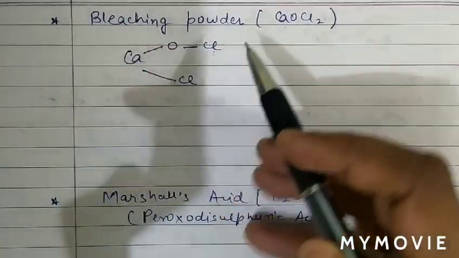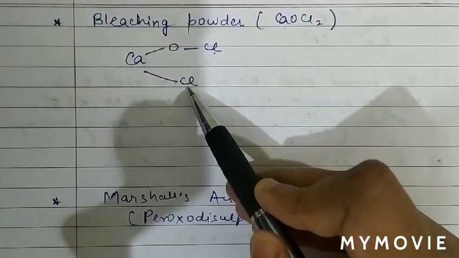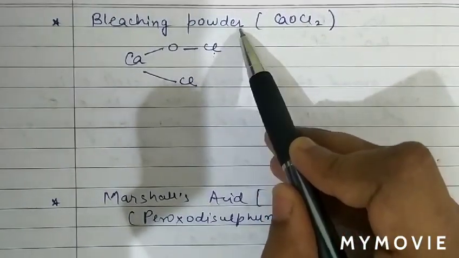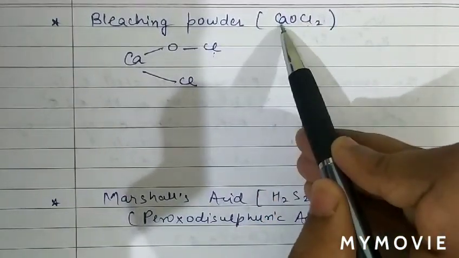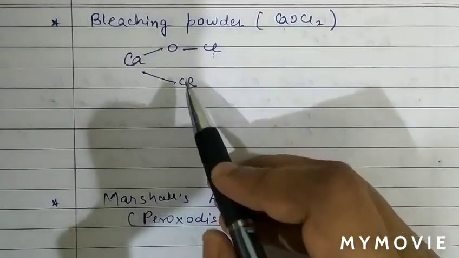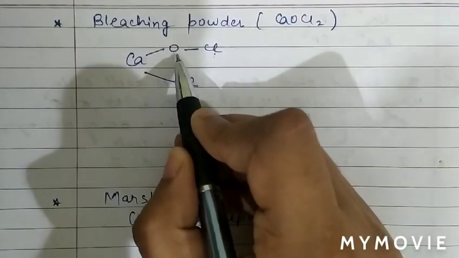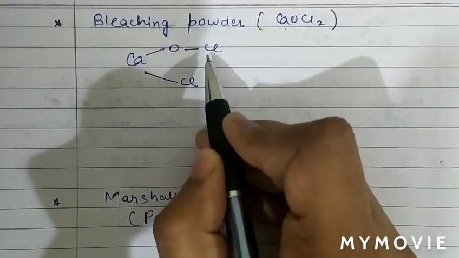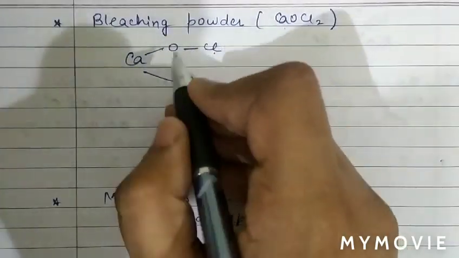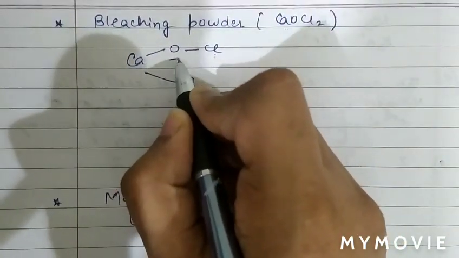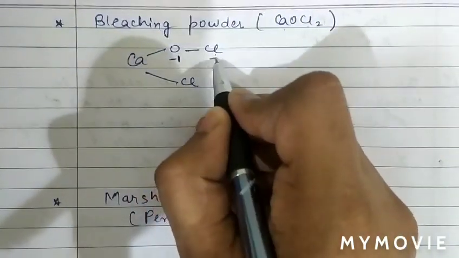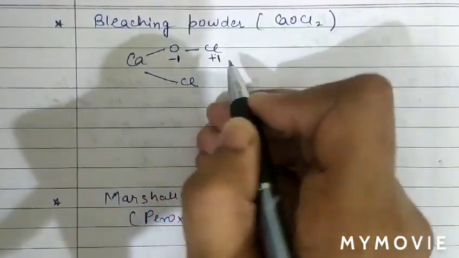Now we are going to calculate the oxidation number of chlorine in bleaching powder. The molecular formula of bleaching powder is calcium oxychloride, CaOCl2, and the structure of bleaching powder is this. As we can see, there is a single bond between oxygen and chlorine, and the electronegativity of oxygen is more than the chlorine atom. So due to this covalent bond, there is a -1 charge on the oxygen atom, and due to this covalent bond, there is a +1 charge on this chlorine atom.